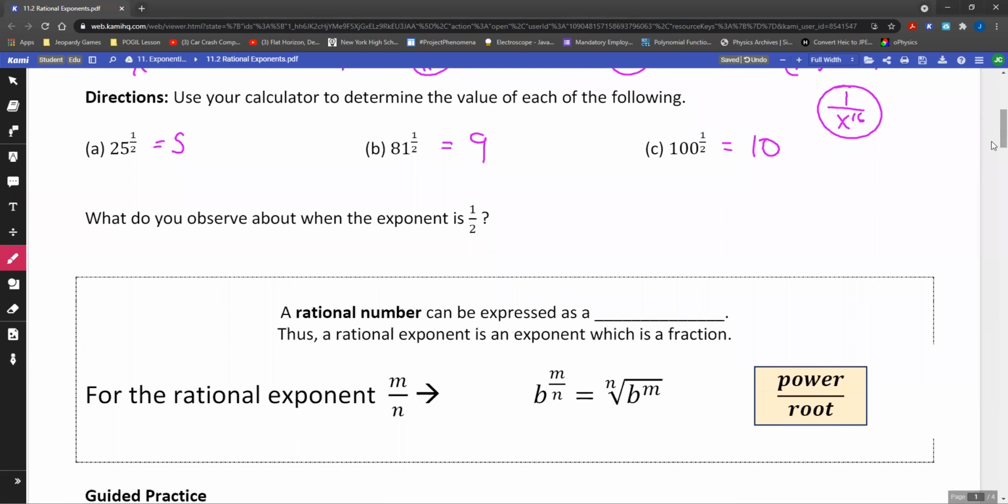So the question is, what do we notice about what happens when we raise things to the half exponent? Well, it turns out that this is the equivalent of saying square root, because the square root of 25 is 5, the square root of 81 is 9, and the square root of 100 is 10. So an exponent of a half represents a square root.